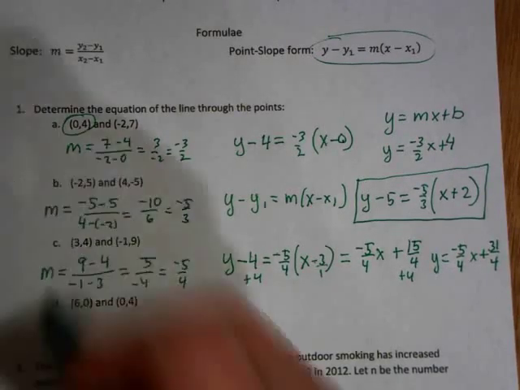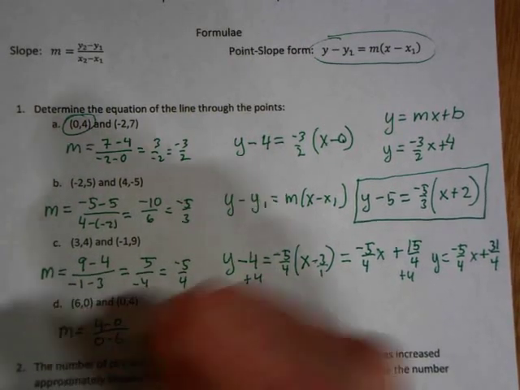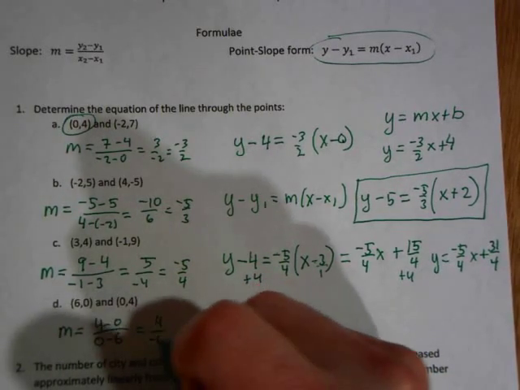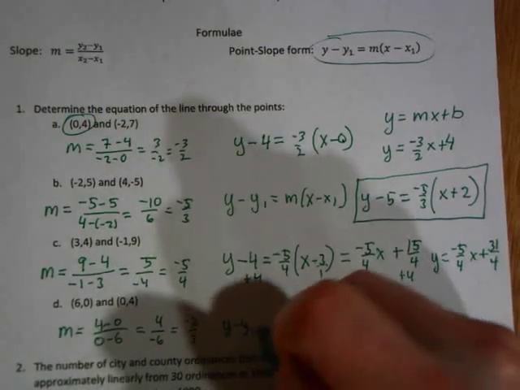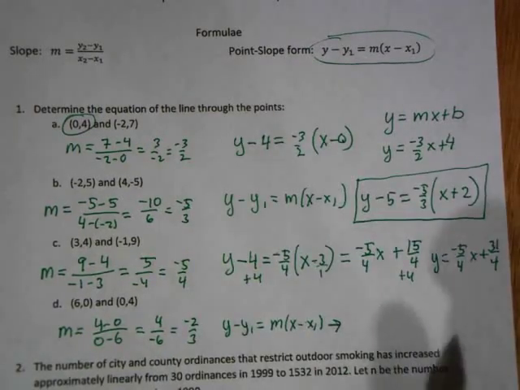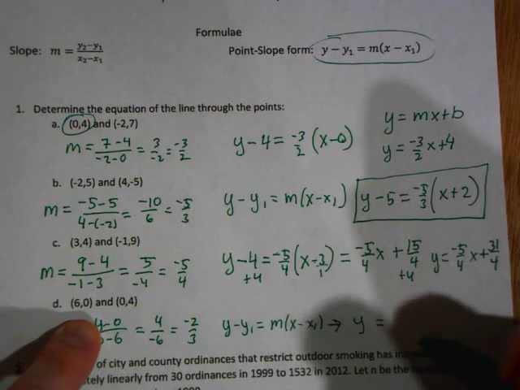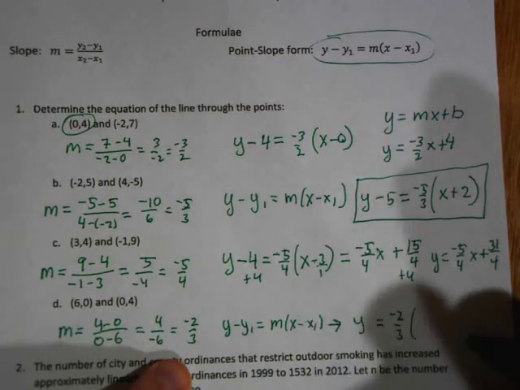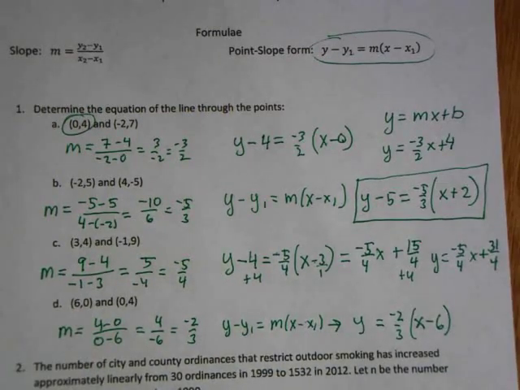All right, last one of these. M equals 4 minus 0 over 0 minus 6. That's 4 over negative 6. That's negative 2/3. Y minus y1 equals m times x minus x1 gives y minus 0. I'm not going to bother writing that. I'm just going to leave it as y equals m, negative 2/3, times x minus 6. And you can leave your answer just in that form.